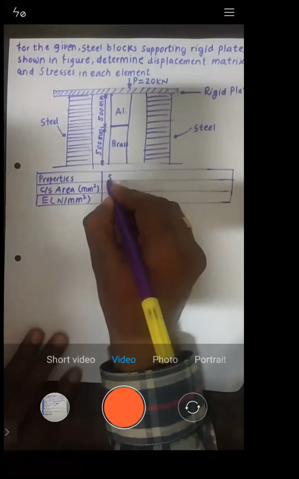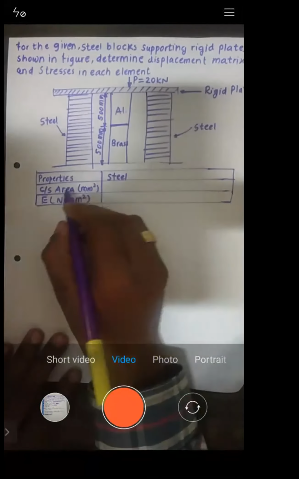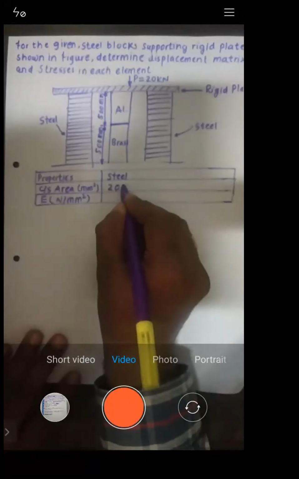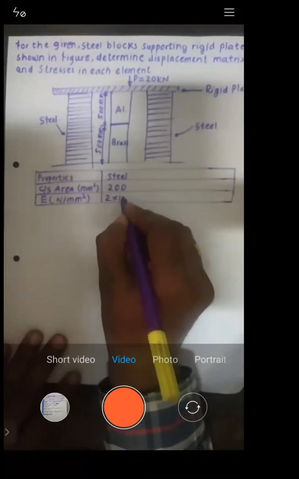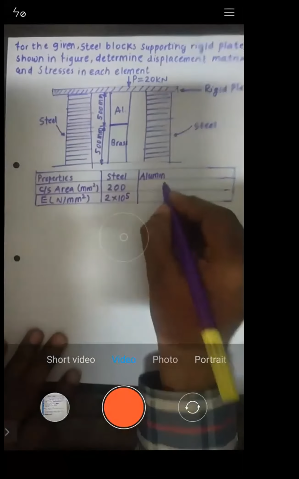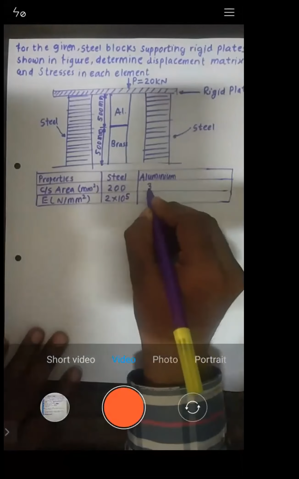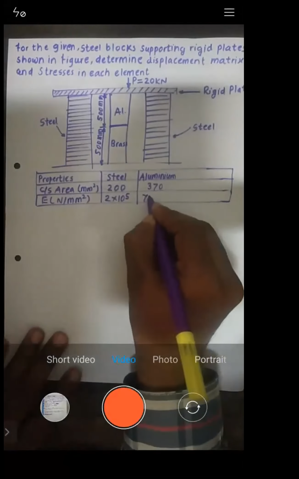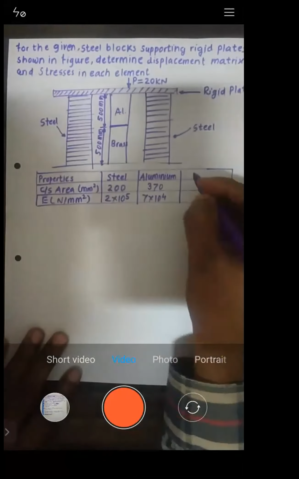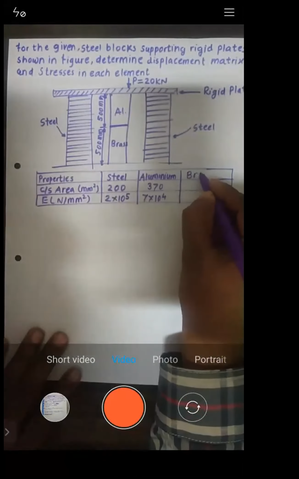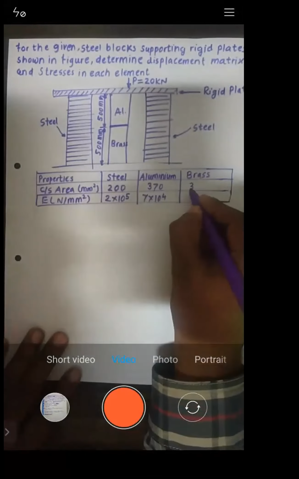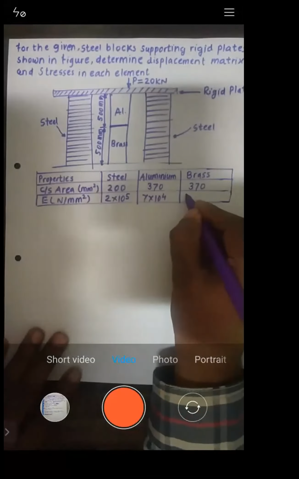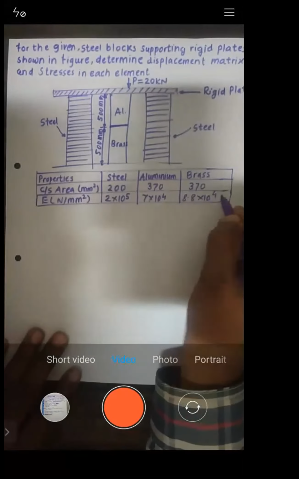So let's talk about steel. For steel, cross section area is 200 mm square, E is 2 into 10 raised to power 5, right? Next, for aluminium, it is 370, and E is 7 into 10 raised to power 4. And for brass, this is 370, and E is 8.8 into 10 raised to power 4.